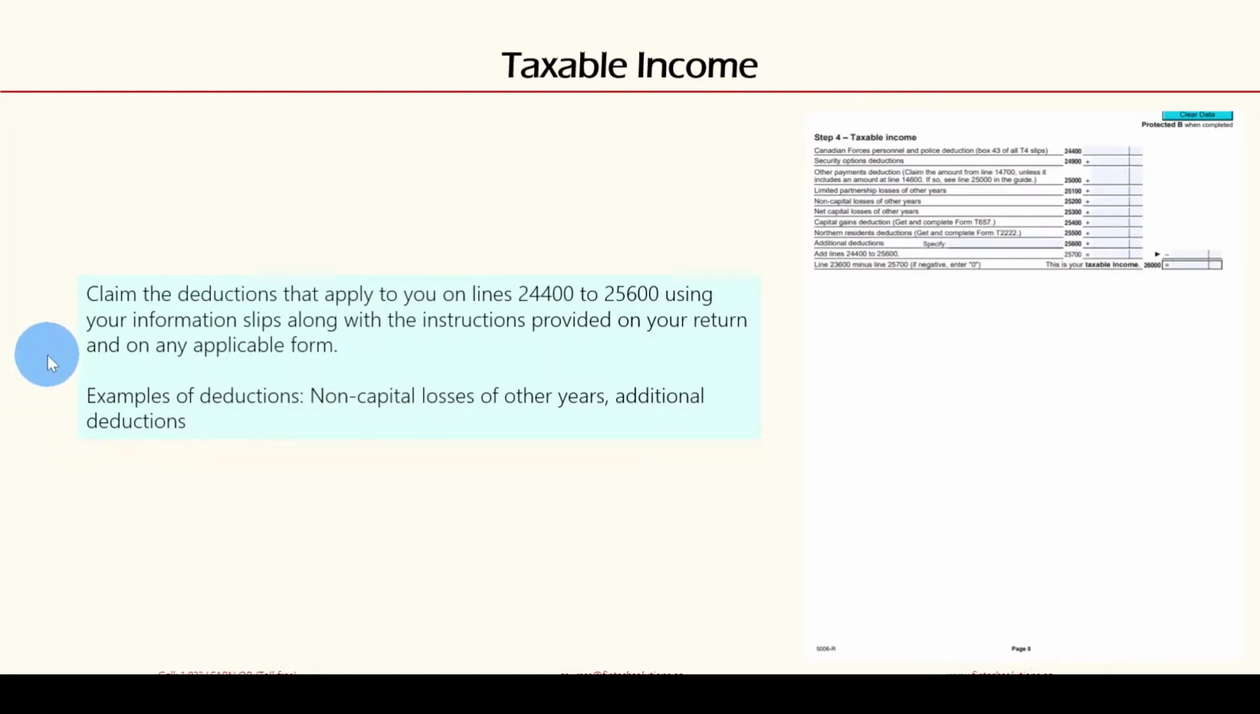Claim the deductions that apply to you on lines 24400 to 25600 using your information slips along with the instructions provided on your return and on any applicable forms. So furthermore, any deductions will go and sit over here. And finally, once you have that, you have the taxable income, which is shown over here on line 26000.